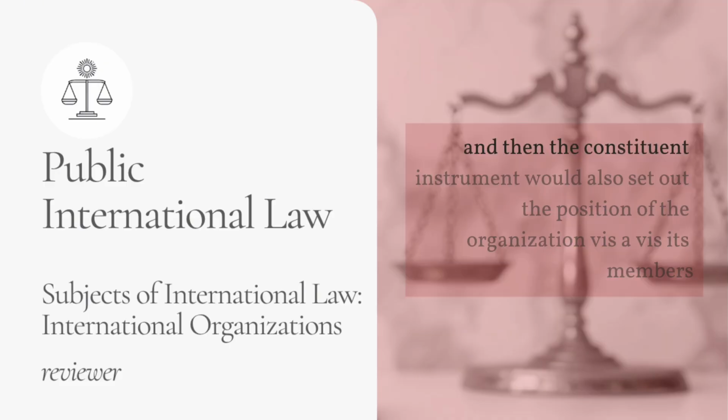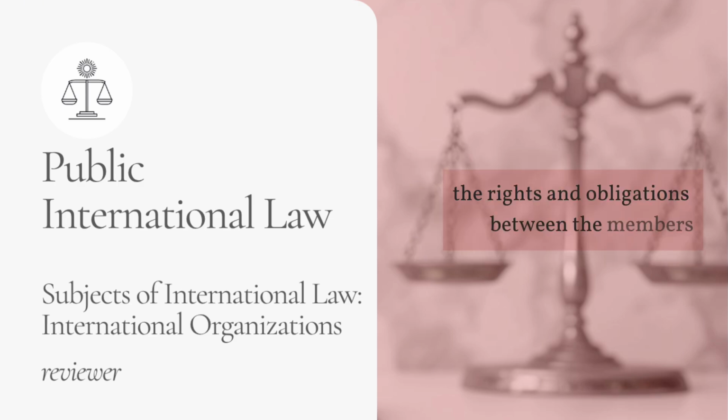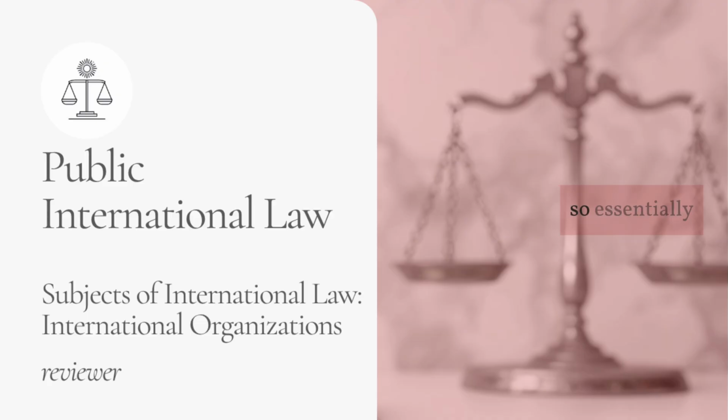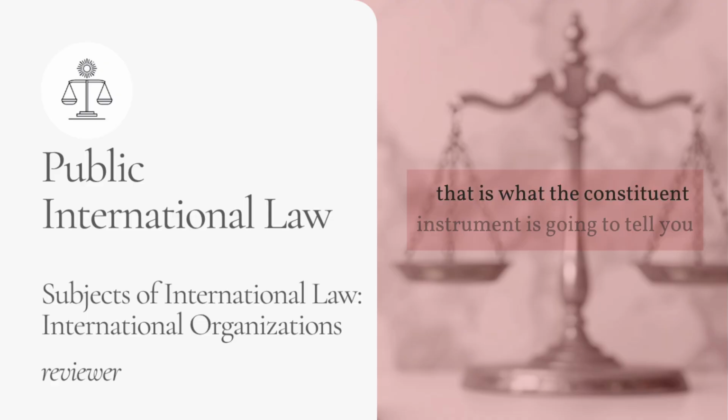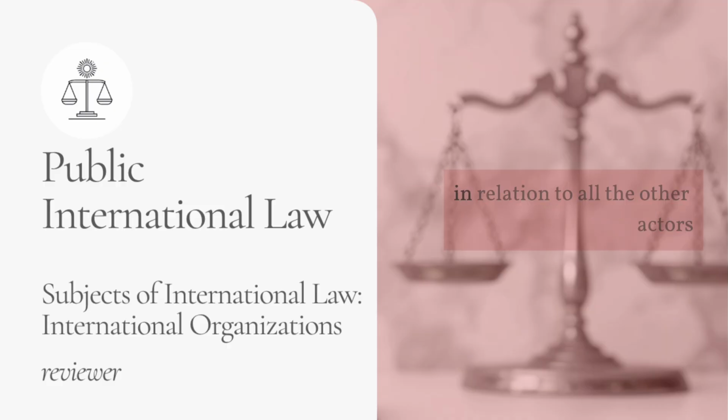And then the constituent instrument would also set out the position of the organization vis-a-vis its members, the relationship between the individual organs of the international organization, the rights and obligations between the members, and the relationship between the organization and third parties. So essentially, the structure: what is this international organization? That is what the constituent instrument is going to tell you. What is it? How does it exist? How does it function? Who is it in relation to all of the other actors that it would have relationships with?